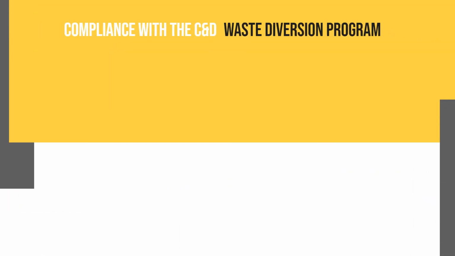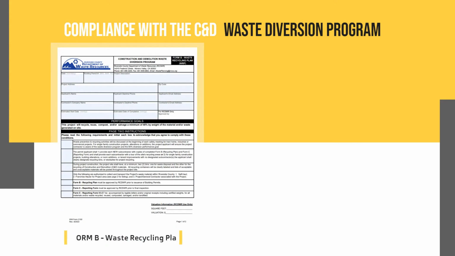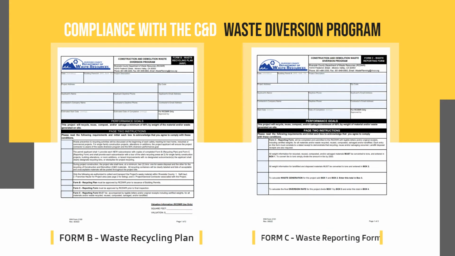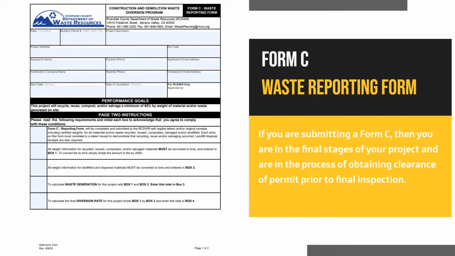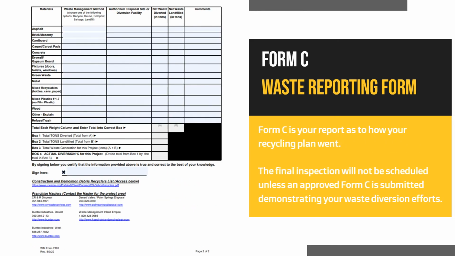Compliance with the program is completed in two parts, through Form B, the Waste Recycling Plan, and through Form C, the Waste Reporting Form. If you are submitting a Form C, then you are in the final stages of your project and are in the process of obtaining clearance of permit prior to final inspection. Form C is your report as to how your recycling plan went. The final inspection will not be scheduled unless an approved Form C is submitted demonstrating your waste diversion efforts.